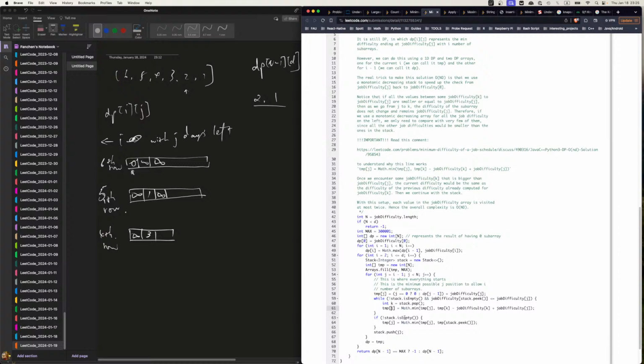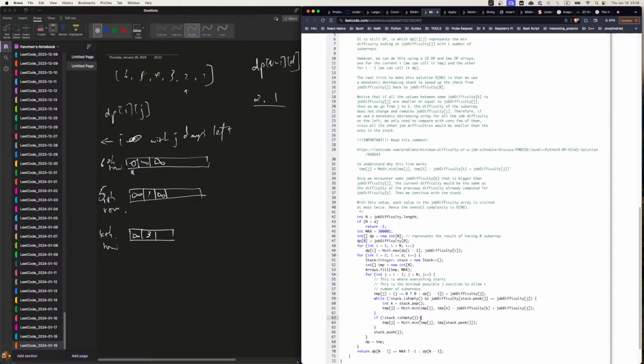And every time I have my current job, if I have some values that are smaller than me, then as I go through, the current day's job difficulty does not change. It will only change if I hit some value that's bigger than me. This is what this one does, right?